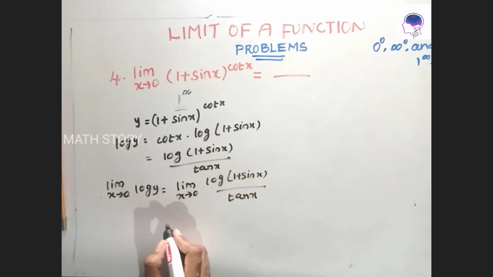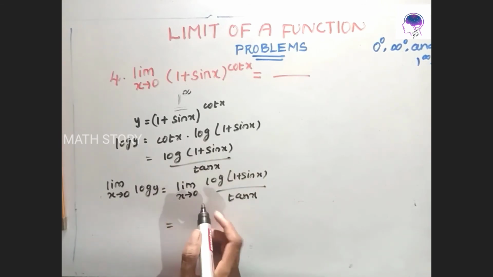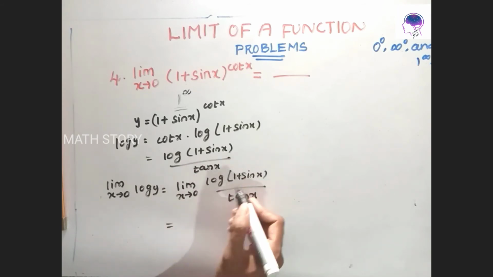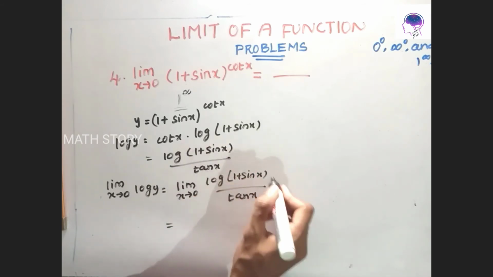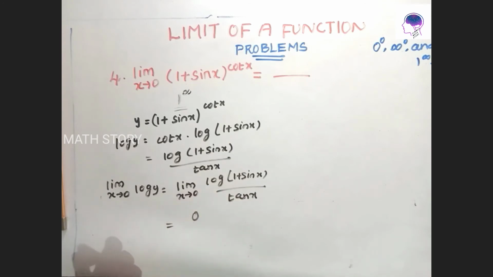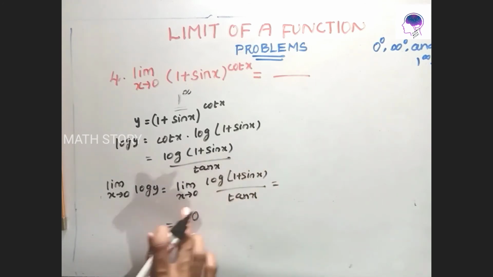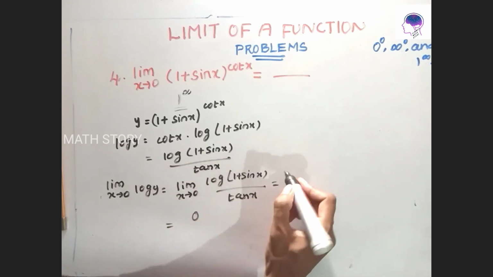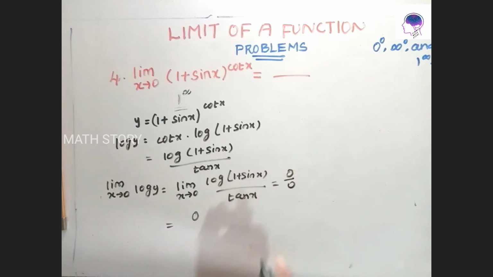Okay, applying the limit here, when I apply 0, I get the numerator as log 1. Log 1 value is 0, right? And tan 0 value is also 0. So 0 divided by 0 is an indeterminate form. We can use the L'Hospital rule here.